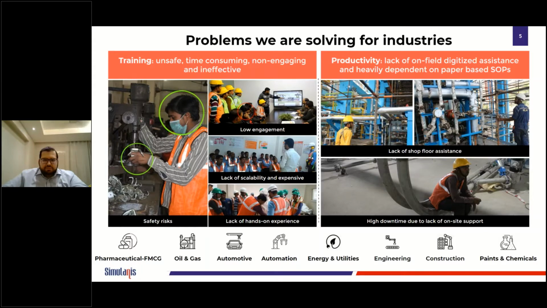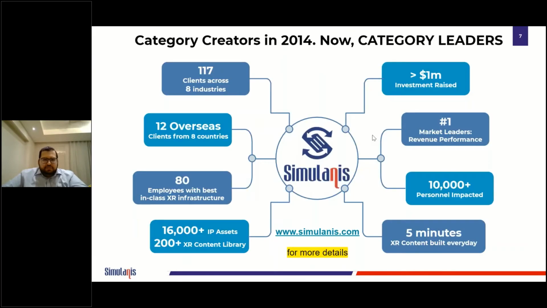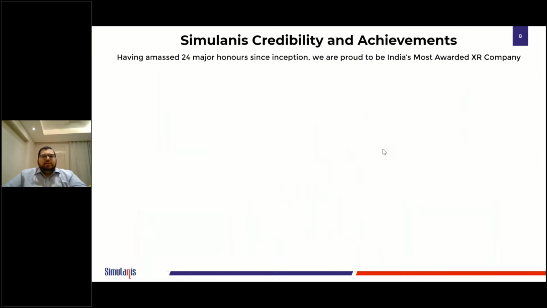So just to give you a brief background, we as a company are involved in the training and productivity space. What we do is build a lot of VR/AR applications and simulations so that people within this sector, across various industries like pharma, automotive, and FMCG, can get trained and become more productive on the shop floor. In terms of where we are, we started this category in 2014. It was very niche and new. When we started, it was very innovative. Now we're one of the category leaders in the space. You can check our website out for more details, of course.